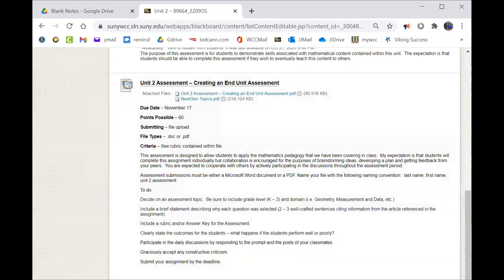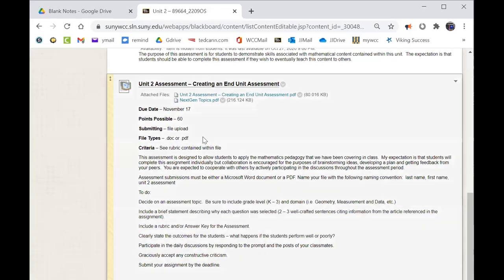Everything else, there's a set of criteria that you follow. All right. And rubric. The assessment is designed to allow students to apply the mathematics pedagogy that we've been covering in class. The same blurb that I used in the last one. You're expected to participate and so on and so on. All right. So, the assignment.